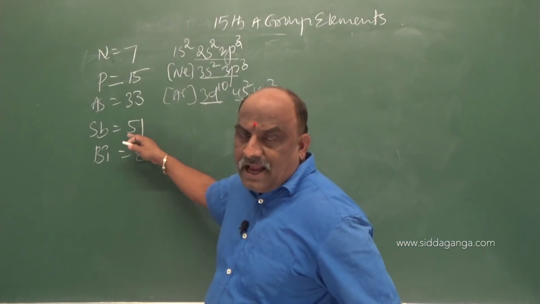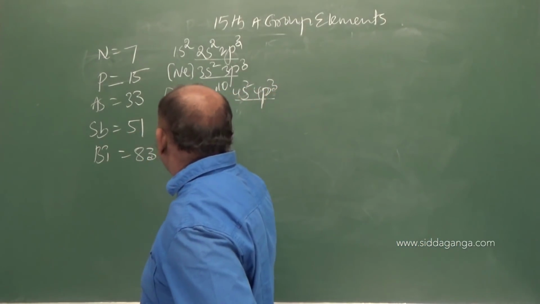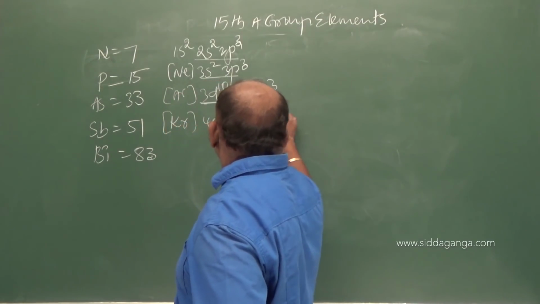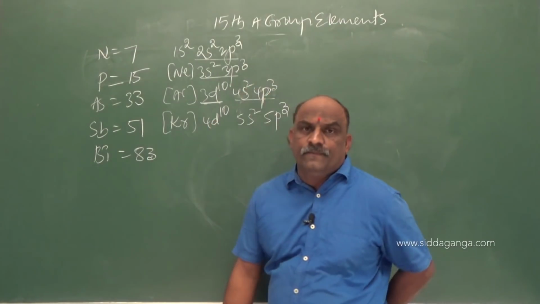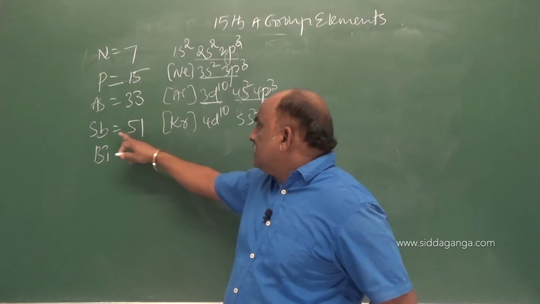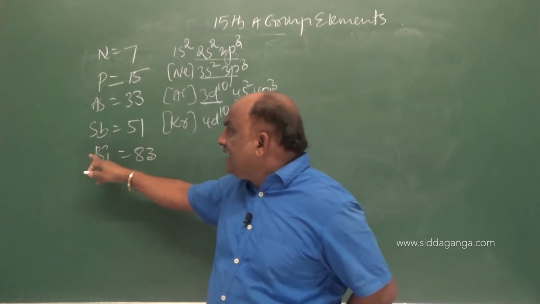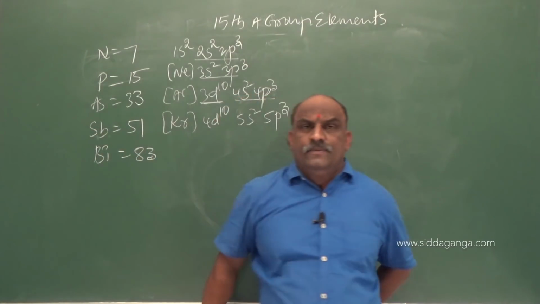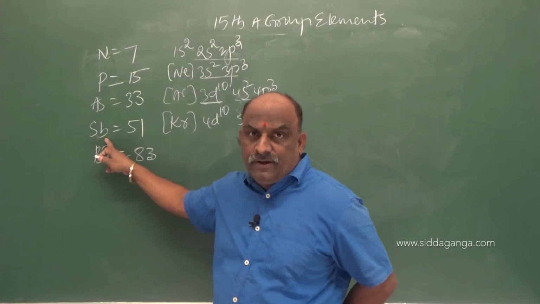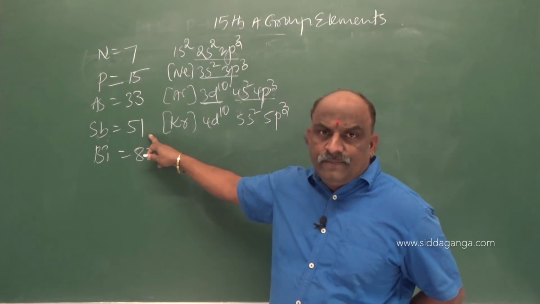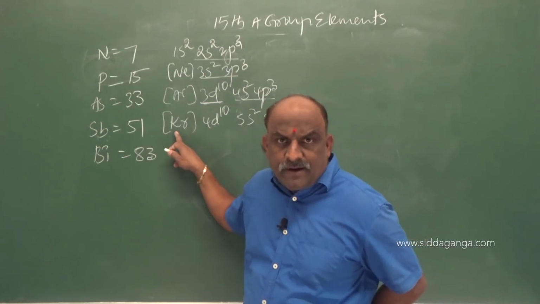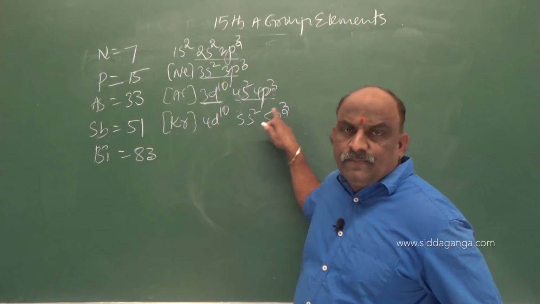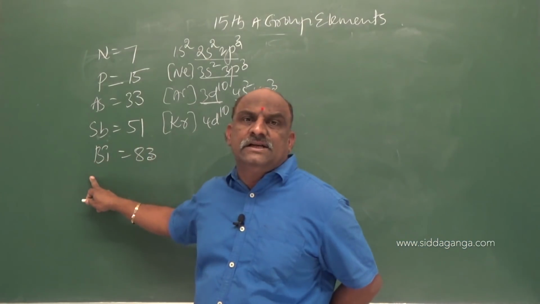Coming to antimony, krypton 36, 4d10, 5s2, 5p3. The Latin name of antimony is stibium. Sb is called stibium, and it is also called antimony. Atomic number is 51. Electronic configuration: krypton 4d10, 5s2, 5p3, and the last one is bismuth.